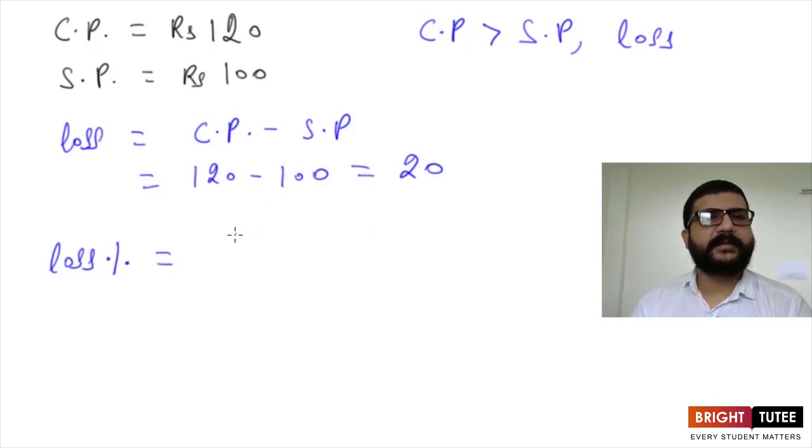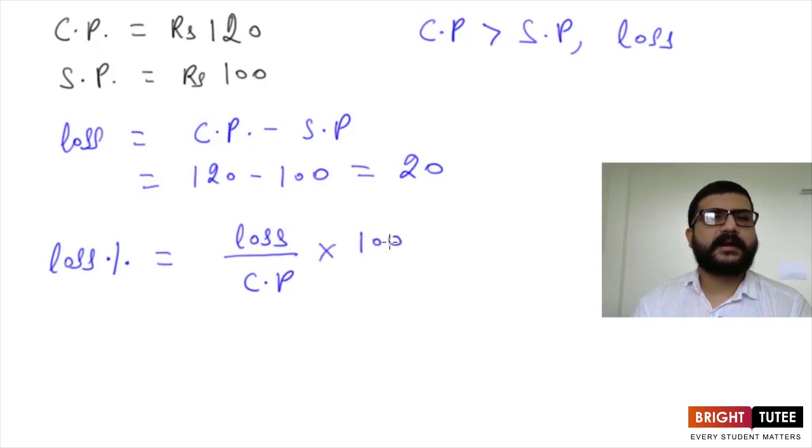Again loss percent here will be, instead of profit we are having loss. So this is loss upon CP into 100. So this is the formula for finding loss percent. It is loss upon CP into 100. In case of profit, it was profit upon CP into 100. Now what is the loss amount? It is rupees 20 and CP is 120. So this becomes 20 upon 120 into 100.